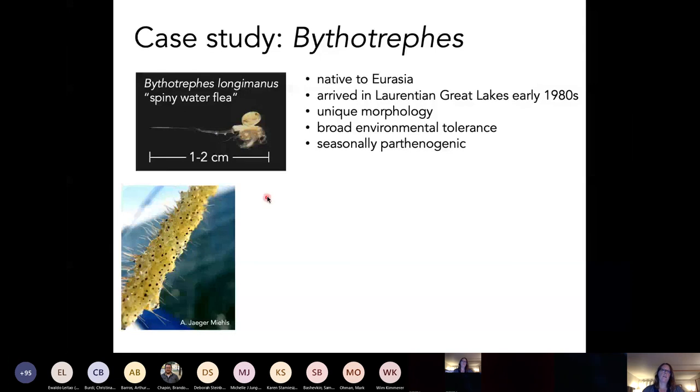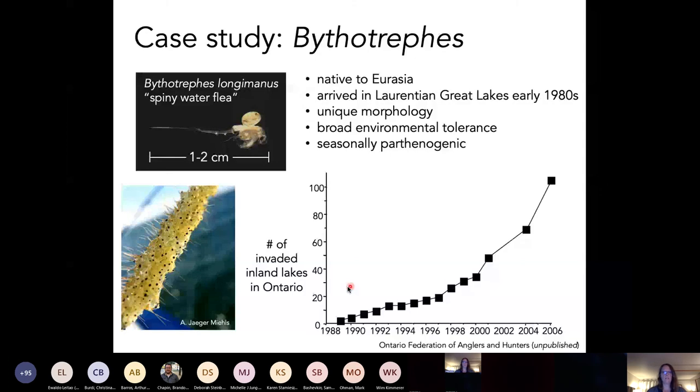As an illustration of its spread, this is looking at the early to mid 1980s to 2006, at the number of lakes it had invaded in Ontario from the Great Lakes, where it was first established. And we see slow growth over time, and then kind of an exponential uptick in invasions. And certainly some of this was because of increased attention.